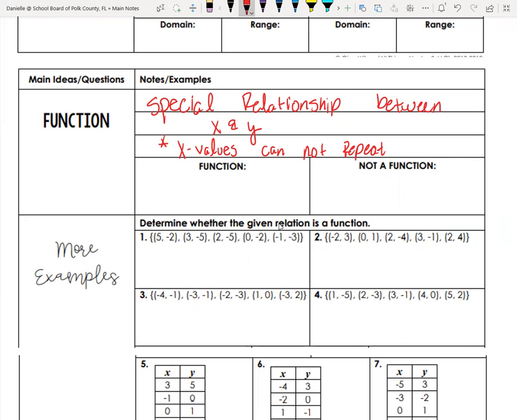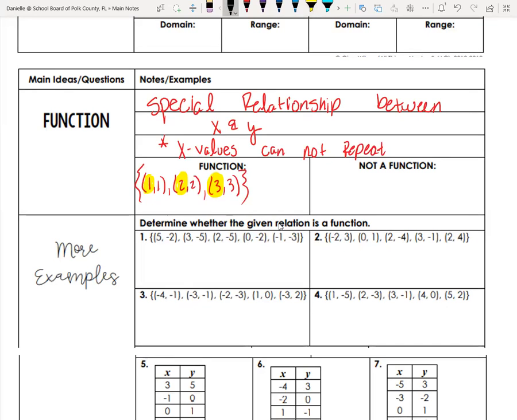So an example of a function would be 1, 1, 3, 3. We could keep going on that one. And again, I only have one of every number in my x.